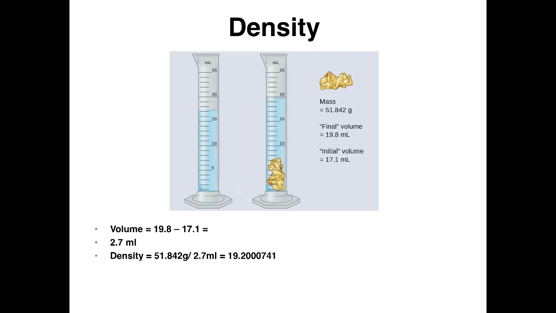The density would be 51.842 divided by 2.7. The calculator gives you this answer, 19.000741, but you round that to 19. Now you see here I put 19.2. There's an argument here, because is the tenth digit the best? But if you follow the rules for division, it should be 19 as the answer.